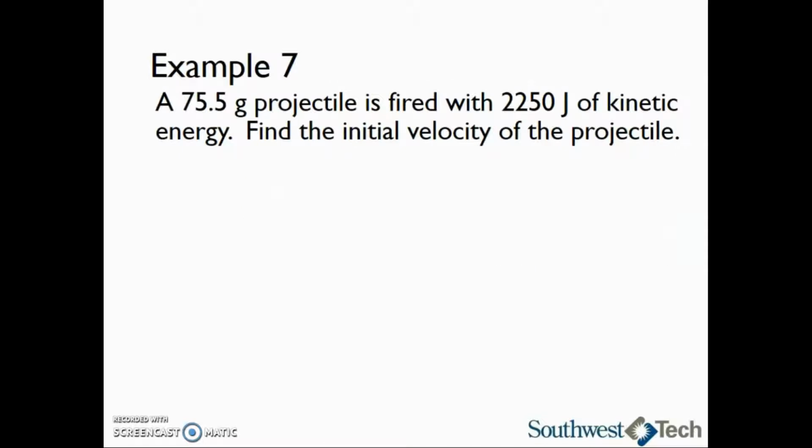Let's take a look at a quick calculation involving kinetic energy. A 75.5 gram projectile is fired with 2,250 joules of kinetic energy. Find the initial velocity of the projectile. We will first write down all of the data from the problem statement.